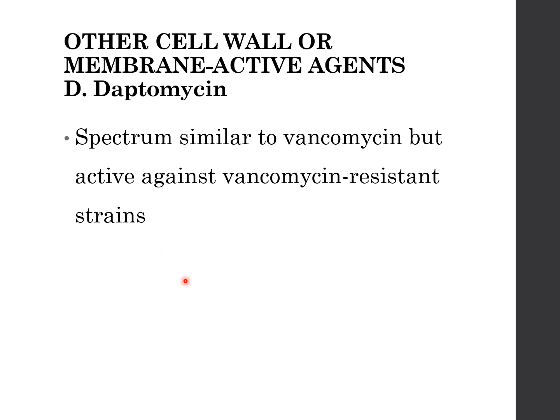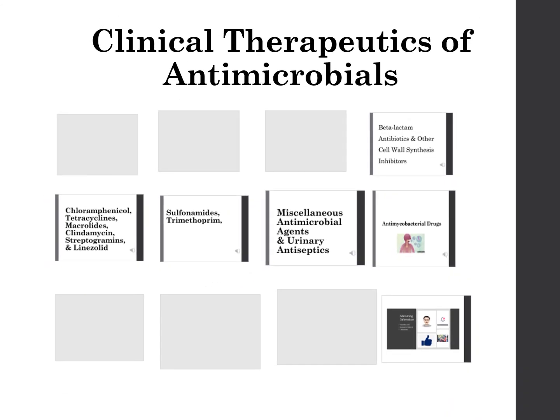Then we have daptomycin. It's similar to vancomycin but is active against vancomycin-resistant strains. What is included in part 2 of 3 of the clinical therapeutics of antimicrobials would be the beta-lactam antibiotics and other cell wall synthesis inhibitors, chloramphenicol, the sulfonamides, miscellaneous antimicrobial agents, urinary antiseptics, and antimycobacterial drugs. So it will be a lengthy one.